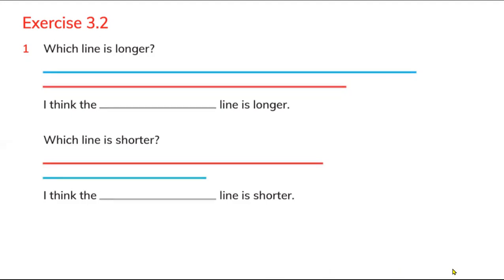Let me choose the pen. Okay, here we have question one. Which line is longer? We have two lines, the blue and the red. So just decide. I think the blue line or the red line is longer. So, what line is longer, the blue or red? The blue, because this line is bigger, but this line is shorter.